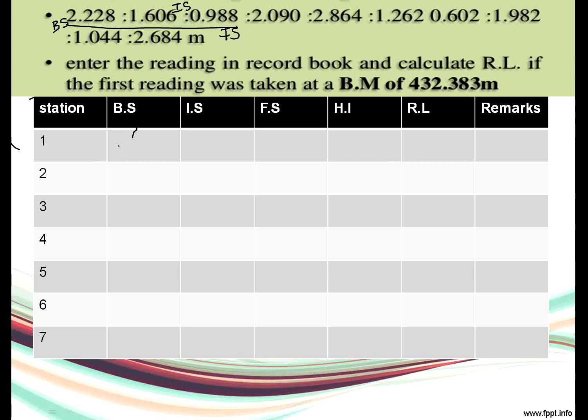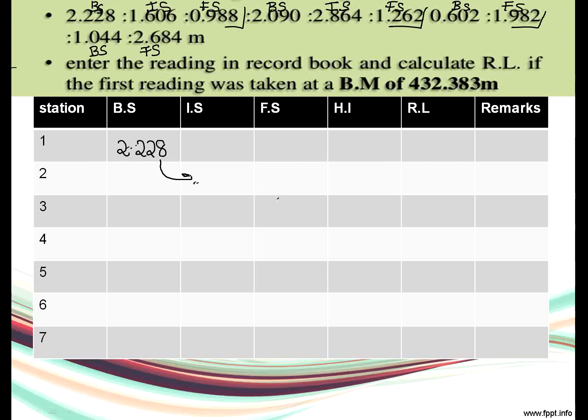How can you mark it? You can mark the first value 2.228. The first point will be your backside. The second point will be your intermediate sight. And the third point will be your foresight, 0.988.